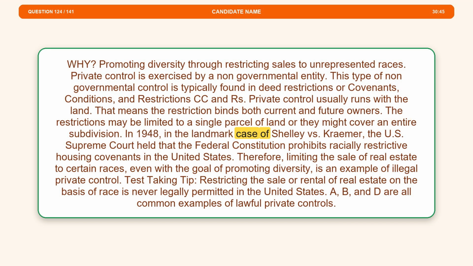In 1948, in the landmark case of Shelley versus Kraemer, the U.S. Supreme Court held that the federal Constitution prohibits racially restrictive housing covenants in the United States. Therefore, limiting the sale of real estate to certain races, even with the goal of promoting diversity, is an example of illegal private control. Test-taking tip. Restricting the sale or rental of real estate on the basis of race is never legally permitted in the United States. A, B, and D are all common examples of lawful private controls.